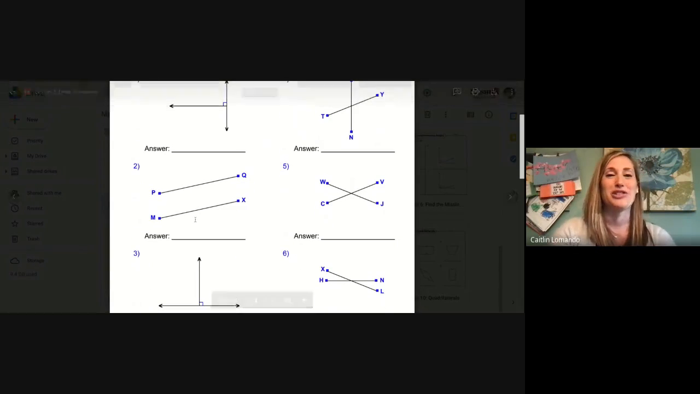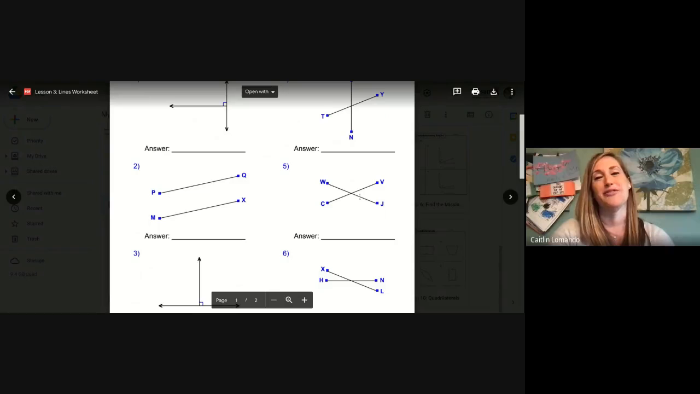Let's go down to number 2. These lines will never, ever touch, like train tracks. Are they parallel, perpendicular, or intersecting? If you guessed parallel, you're right.